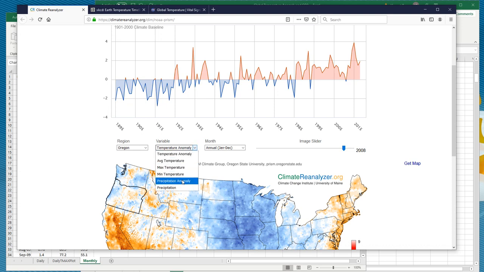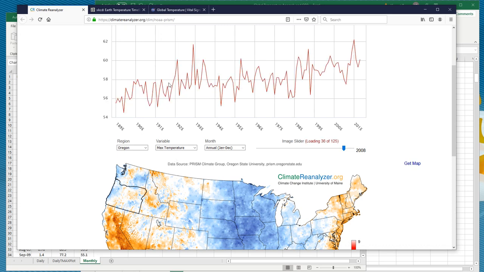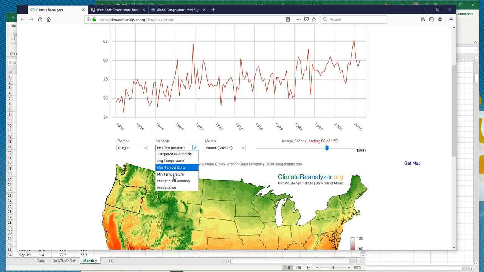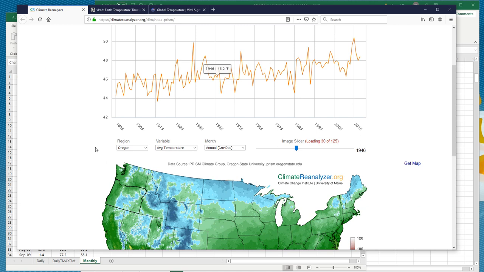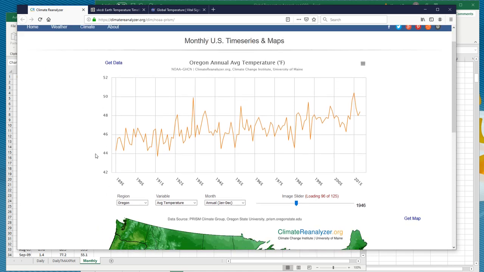So you can play around with this thing a lot. You can look at average, max, min, precipitation, all that stuff. But no matter how you look at this, our max temperatures are climbing up in Oregon. Our minimum temperatures are climbing up in Oregon. Our average temperatures in Oregon are climbing up. And you can pretty much look at any state and look at data to do that as well. So it's getting hotter on Earth and in the United States, as we see in this tool.